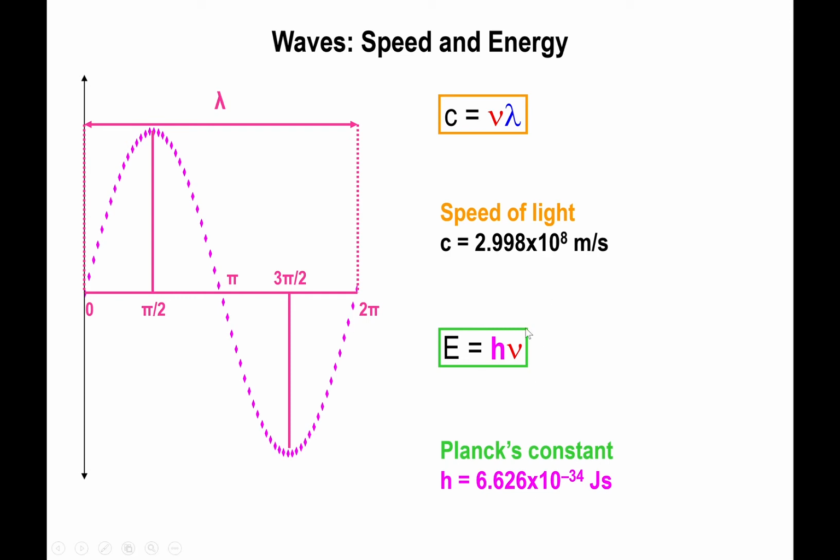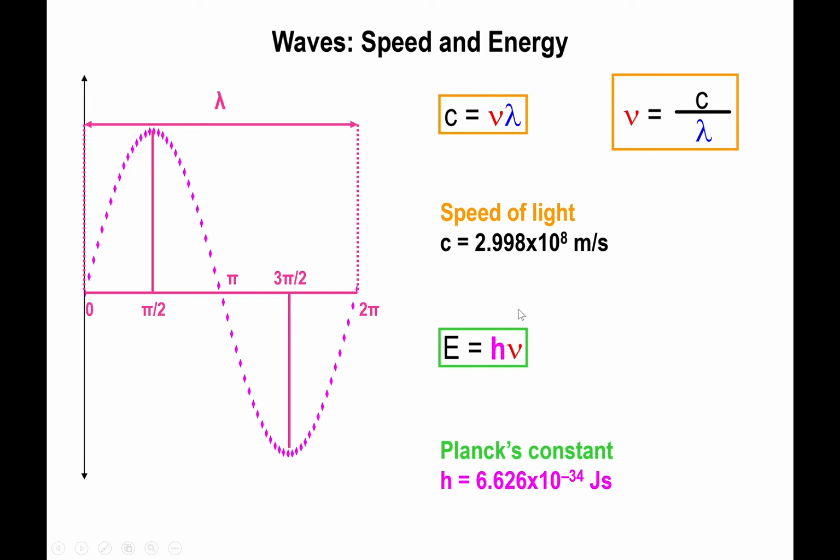Basically, you need to know is that C stands for 2.998 times 10 to the 8, and h stands for 6.626 times 10 to the negative 34. All right, and as a result of this, notice that because c equals frequency times wavelength, the frequency can be regarded as the speed of light divided by the wavelength.